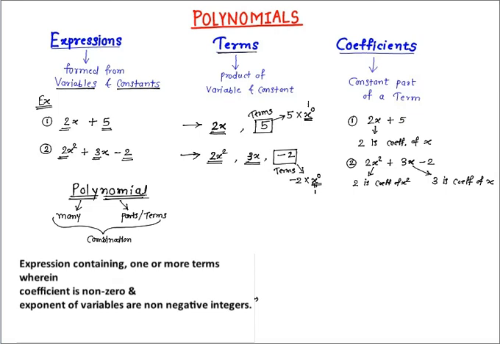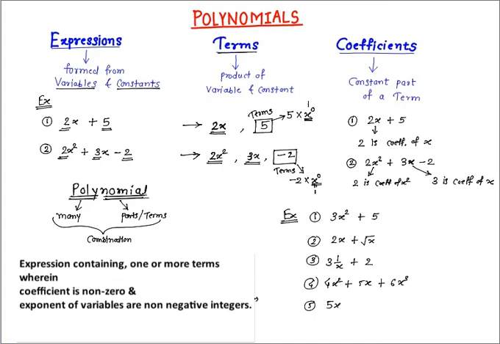So that's the standard definition of polynomial. It's an expression with one or more terms wherein coefficient is non-zero and exponent of variable is non-negative integers. Now let's take few examples. First, 3x square plus 5, 2x plus root of x, 1 by x plus 2, 4x square plus 5x plus 6 whole cube, and 5x square plus 5. So these are few examples. Now if you want to verify if these are polynomials or not, how will we verify this? Based on the definition of polynomial, we will verify these two conditions, whether the coefficient is non-zero and exponent of variables is non-negative integers. If these two conditions are satisfied, then we can say the expression is a polynomial.